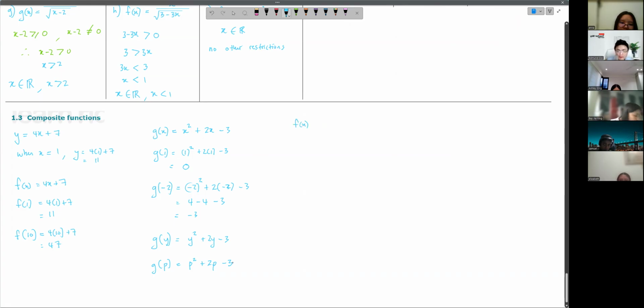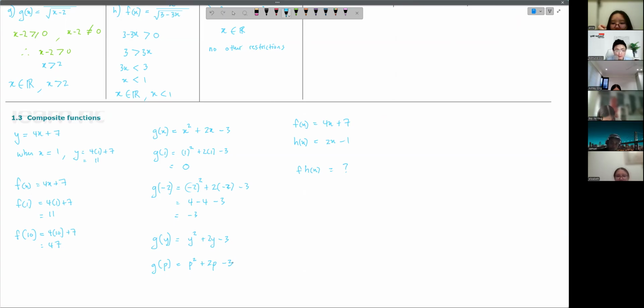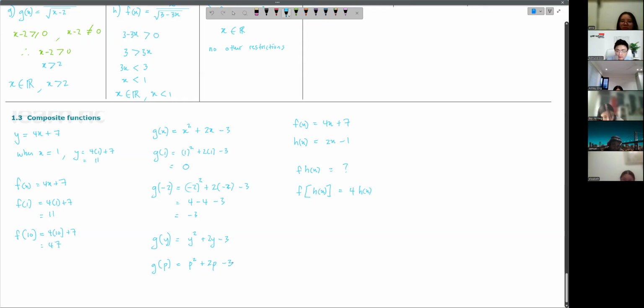So f(x) equals 4x plus 7, and then maybe h(x) equals 2x minus 1. What if I write f(h(x))? Then what do we need to do? When we have this bracket, everything that you put in the bracket, you just substitute as the x. So f(h(x)) means f of h(x), so this actually means 4 times h(x) plus 7, because your whole x becomes your h(x).